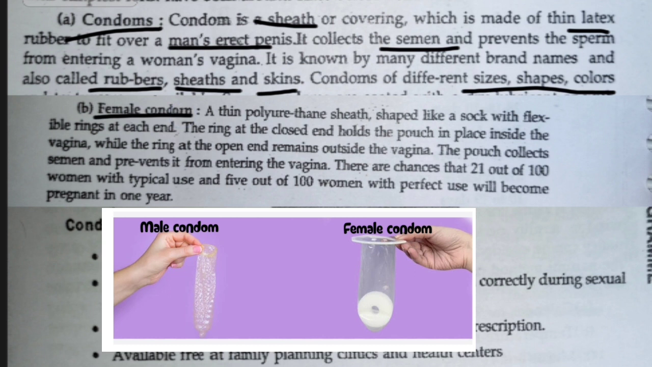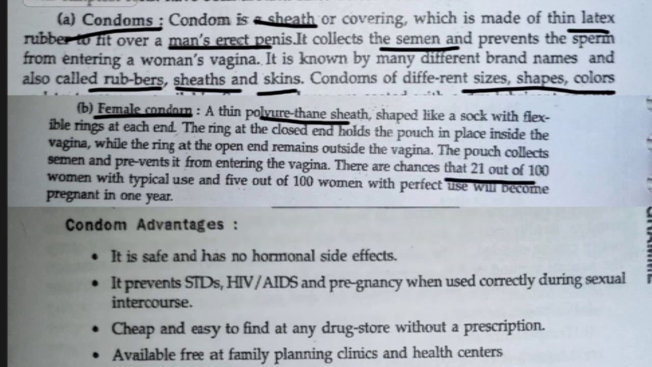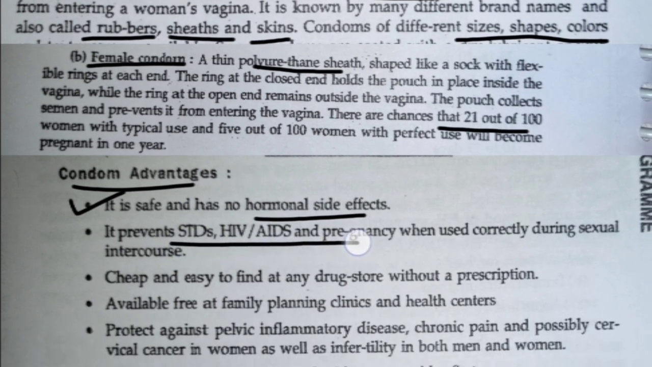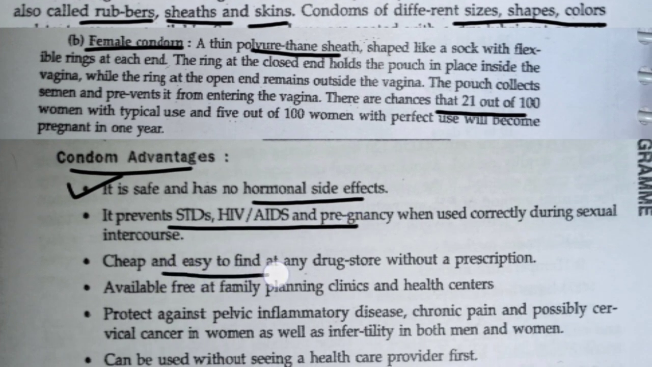Female condoms are made of thin polyurethane sheets and have two rings, one at each end. It is a sac or pouch-like structure, and its main function is the same, to not let the sperm enter the vagina. Even after using female condoms, there are a few chances that a woman might get pregnant. Now, what are the advantages of the condom? It is safe to use, there are no hormonal side effects, and it prevents sexually transmitted diseases. It is available in all pharmacies, and there is no need for a doctor's prescription.